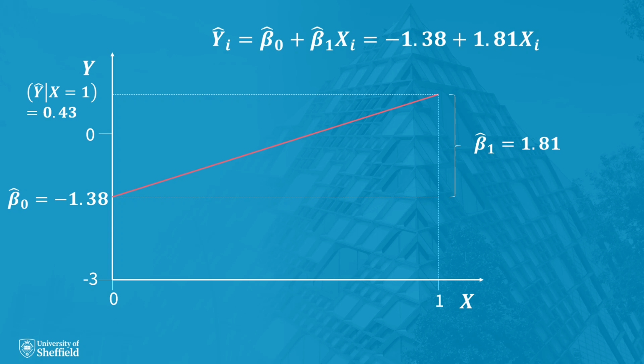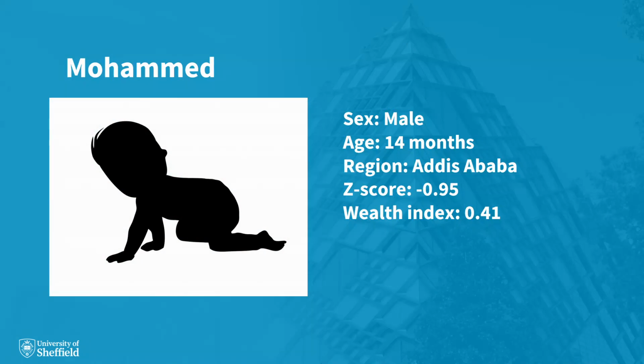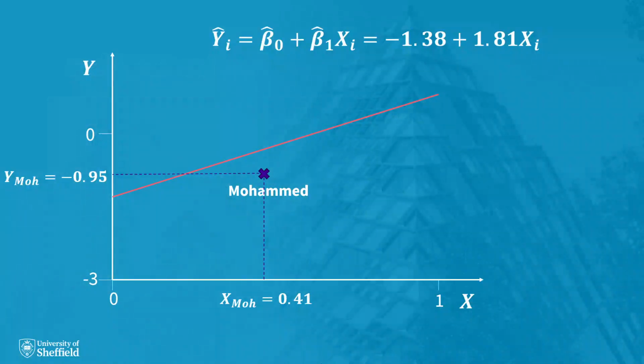Recall from previous videos we've been following closely 2 particular children from our dataset, whom we've called Mohammed and Maryam. Let's see where we find these 2 children relative to our regression line. As we've seen before from our data, Mohammed has a wealth index of 0.41 and a height for age z-score of minus 0.95. This puts him about here in the xy space, a bit below our regression line.